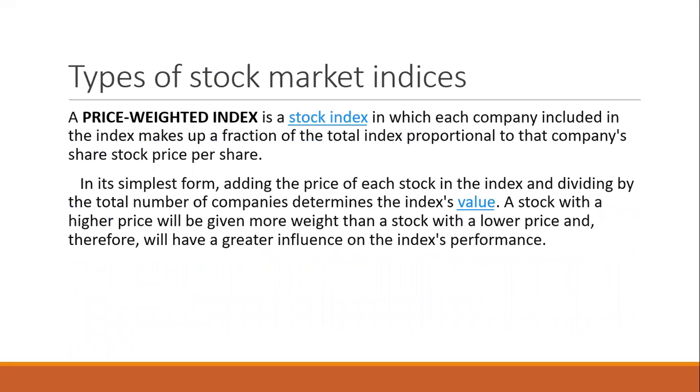Coming back to the types of stock market indexes, the first is the price weighted index. In this type of stock index, each company included in the index makes up a fraction of the total index proportional to the company's stock price per share. In this simple format, adding the price of each stock in the index and dividing by the total number of companies determines the index value. A stock with a higher price will be given more weightage than a stock with a lower price, and therefore will have a greater influence on index performance. When the index is choosing stocks, they choose those which are performing well in the market and representing the particular sector very nicely.